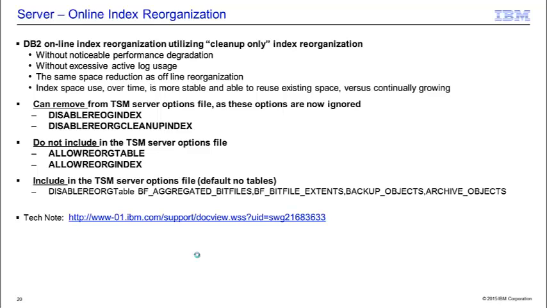You can now remove from your server options file the disable reorg index and the disable reorg cleanup index options. You do not want to include in your server options file for 7.1.3 allow reorg table or allow reorg index. And then optionally you can include disable reorg table. And if you want to read a tech note on that, I've included the URL for that.